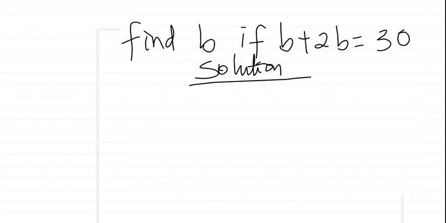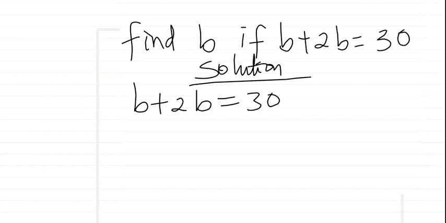So what we are going to do: the question is B plus 2B is equal to 30. The question says find B. So what we do is add B plus 2B, that is 3B. I told my students to treat it as if they are solving normal numbers, just adding normal numbers, because there is an invisible 1 here.